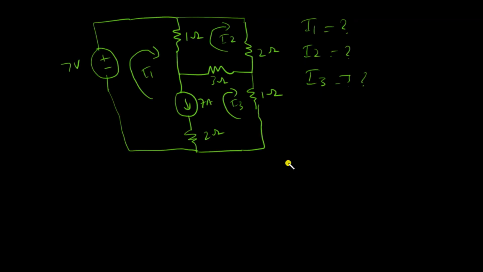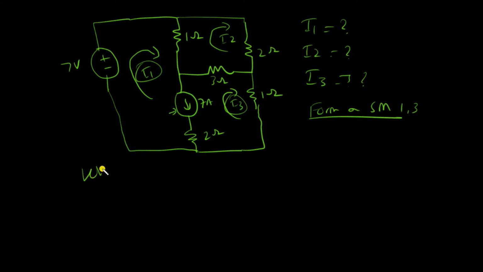In the last video, we learned the basic concept of the super mesh and how it worked. So now let's apply those on this practice problem. In this circuit, we clearly have three meshes and we need to find the three currents I1, I2, and I3. One thing I clearly notice here is that there is a current source that exists between mesh 1 and mesh 3. So I'll have to form super mesh 1 and 3 between 1 and 3.